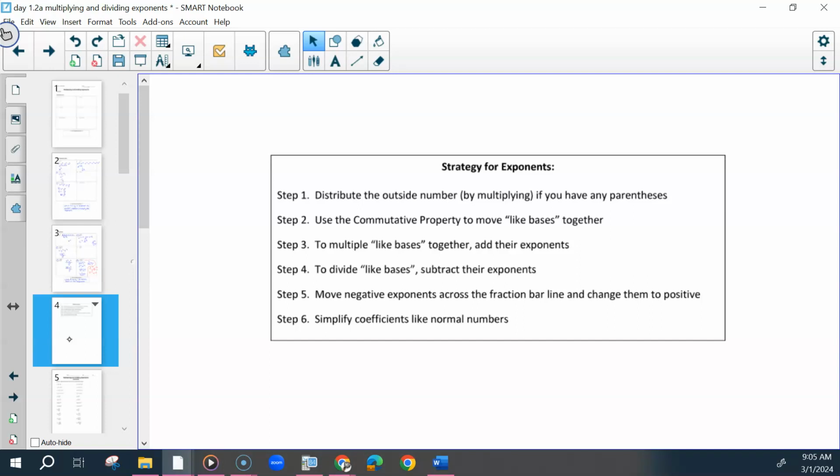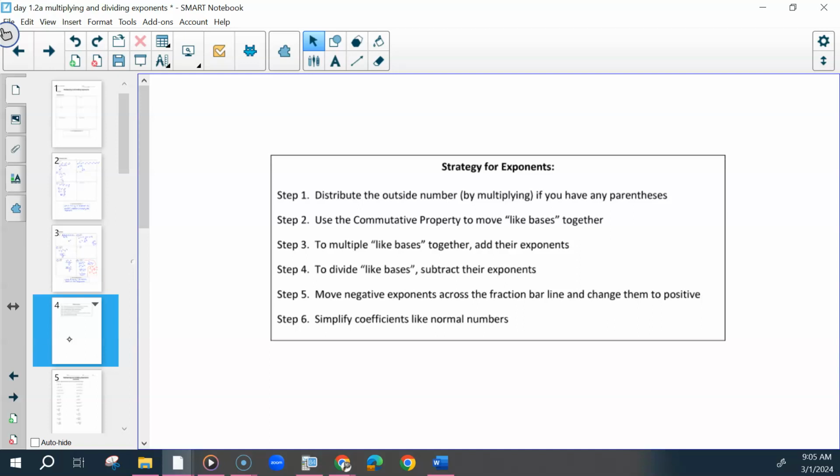If you see like bases being multiplied together, add their exponents. If you see like bases being divided, subtract their exponents. If you want to deal with the negative exponents first or last, it doesn't matter, move it across the fraction bar. And then if you have actual coefficients, 2 to the 4th, 3 to the 3rd, things like those, actually simplify them. And remember your 0 exponent rule, anything to the 0 is 1.